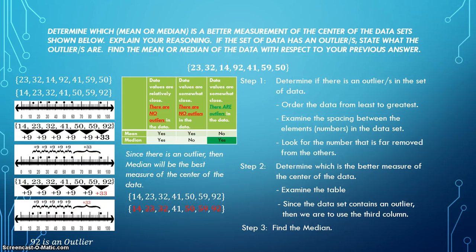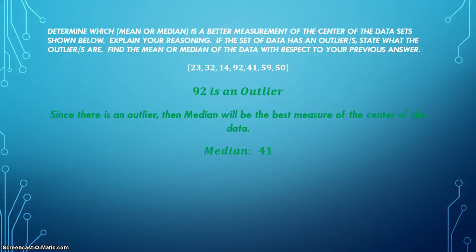And then I end up with the number in the middle. And that number in the middle is 41, so my median is 41. So the best measure of center is median, and that measure of center is 41. So 92 is an outlier. Since there is an outlier, the median will be the best measure. I repeat, the best measure of the center of data is the median, and the median is 41.